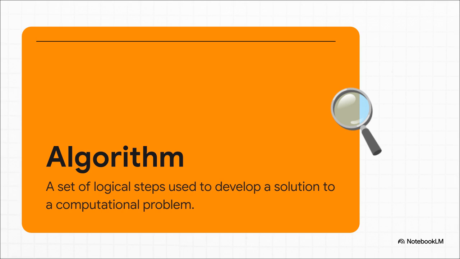Now, the key word here, the one that matters most, is precise. You see, you can't be vague with a computer. You can't just say, add a pinch of salt. The computer's going to go, what's a pinch? It needs an exact instruction. Add exactly 2.1 grams of salt. Every step has to be crystal clear, leading perfectly to the next, all the way until the job is done.